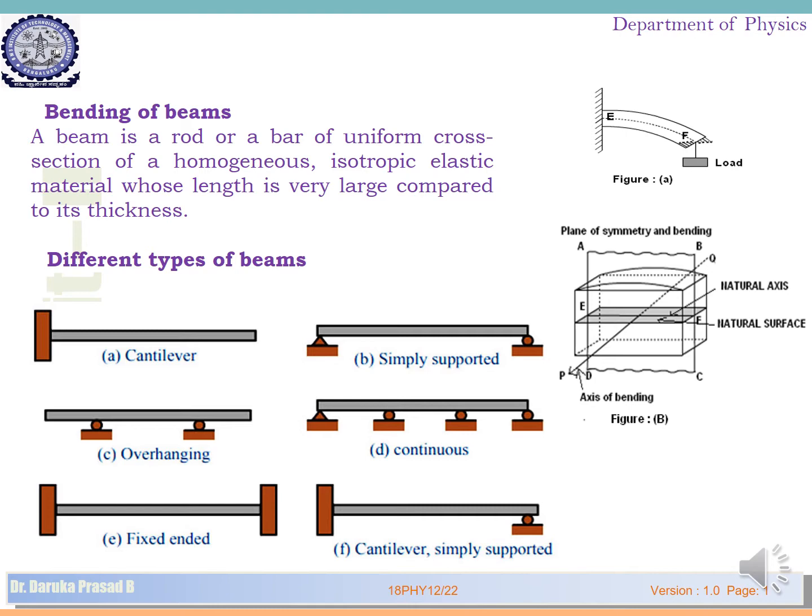Fixed end means both ends of the beam are fixed and you can apply the load at any point. Based on how much load you apply and where you apply it between these two supported ends, the extent of bending will be different. In the first case, the cantilever, where the load is applied at the end, that is called a simple cantilever. These are the different types of beams which are available.